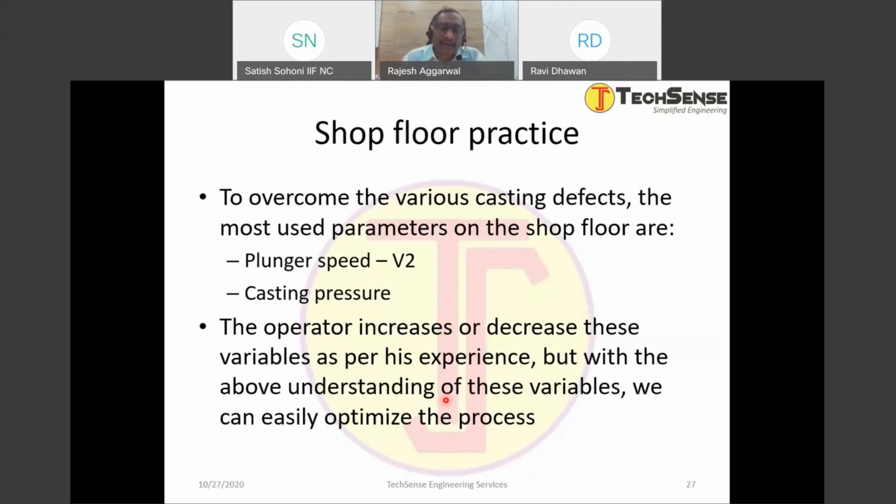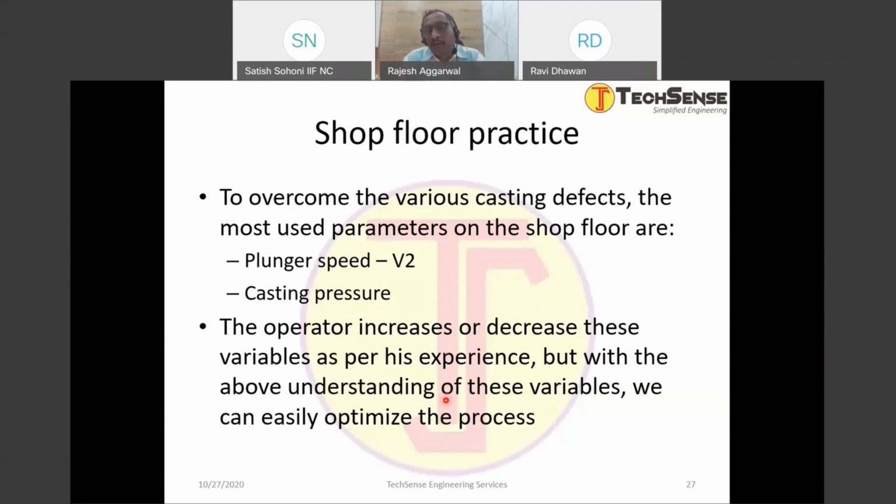Now, the second variable: increase the pressure. Now the cavity is filled, but you increase the pressure to pack the material, to push it harder, right? Increase the pressure. So these are the most basic variables which are getting optimized or changed during the production process.